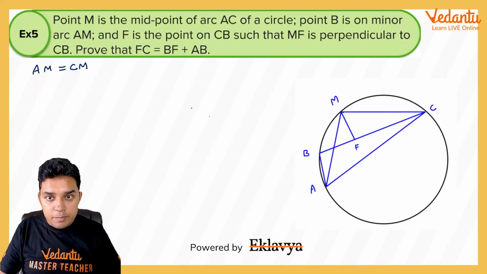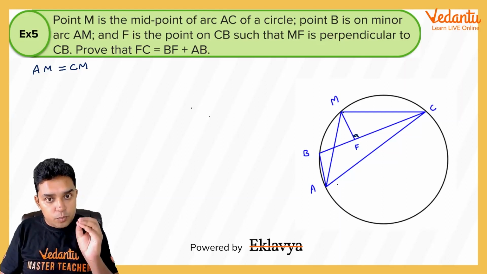Then we are given point B on the minor arc AM, and F is a point on CB such that MF is perpendicular to BC. So this angle is 90 degrees here. And so we have to prove that FC is equal to BF plus AB.